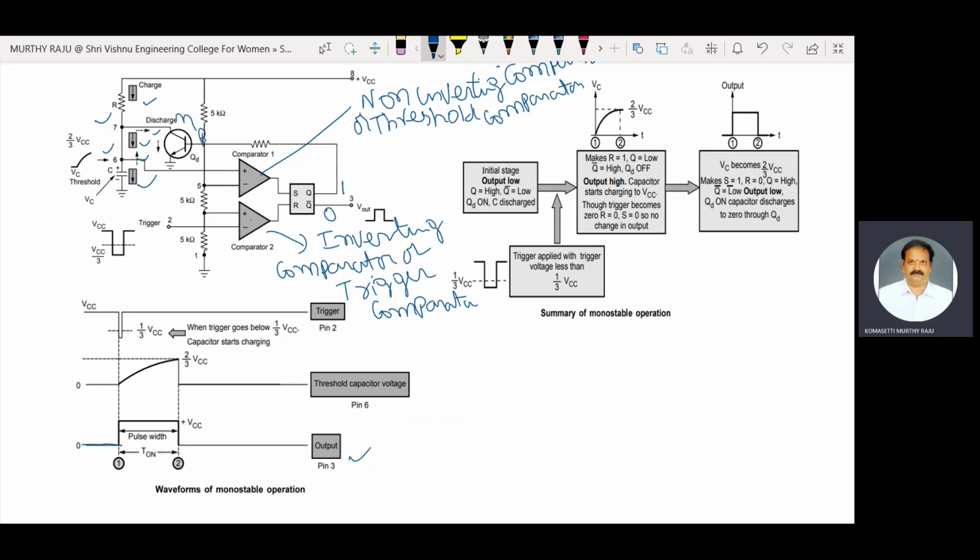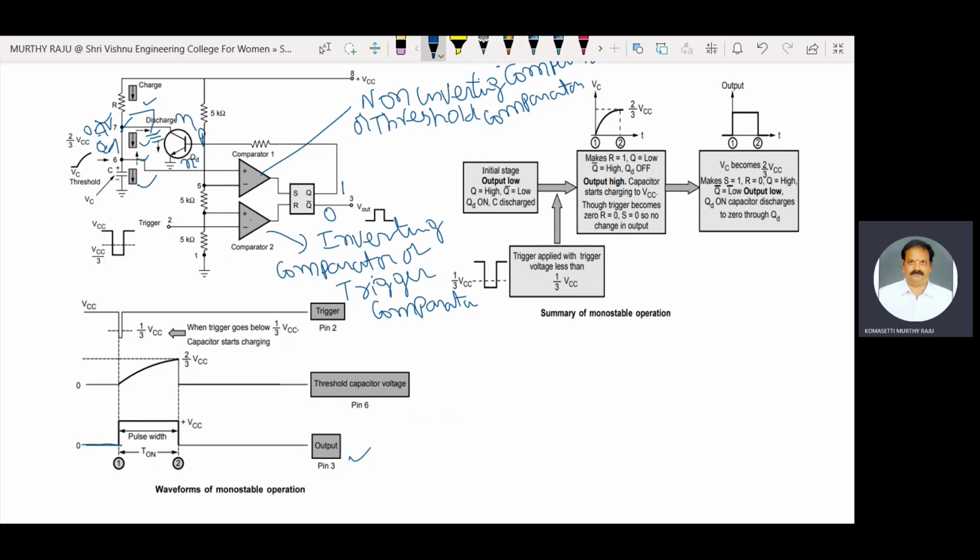This one is an NPN transistor. This high value is applied to this NPN transistor, so the transistor is driven into saturation mode. That means the voltage at the 7th pin is 0.4 volts. In saturation mode, the transistor acts as a short circuit connected to ground.